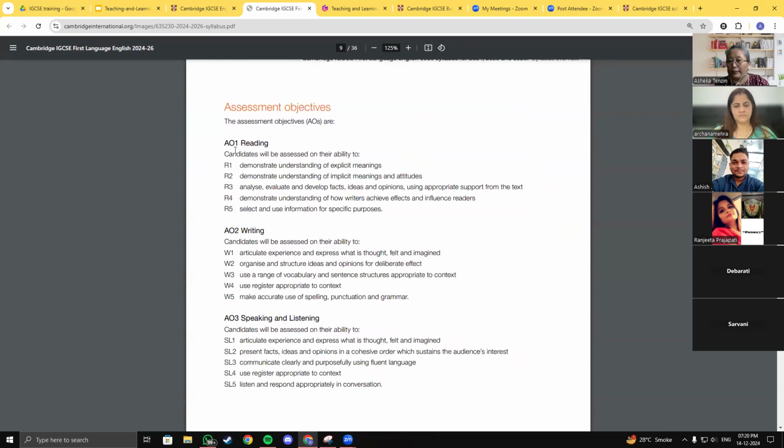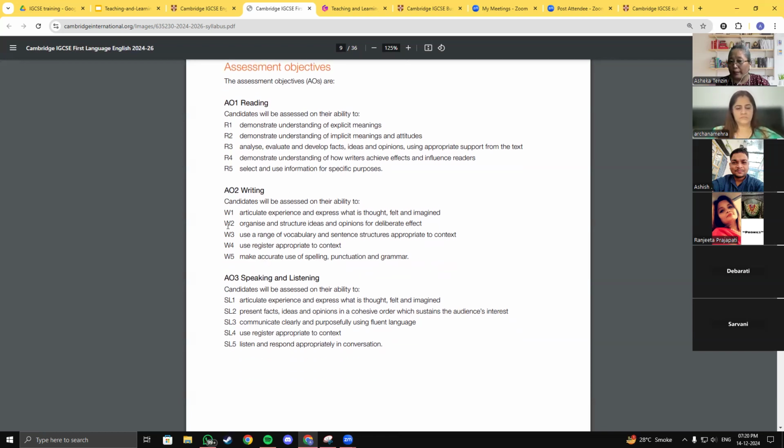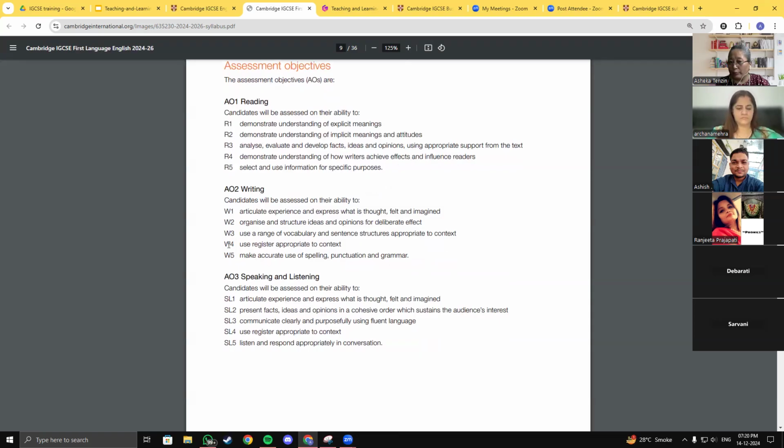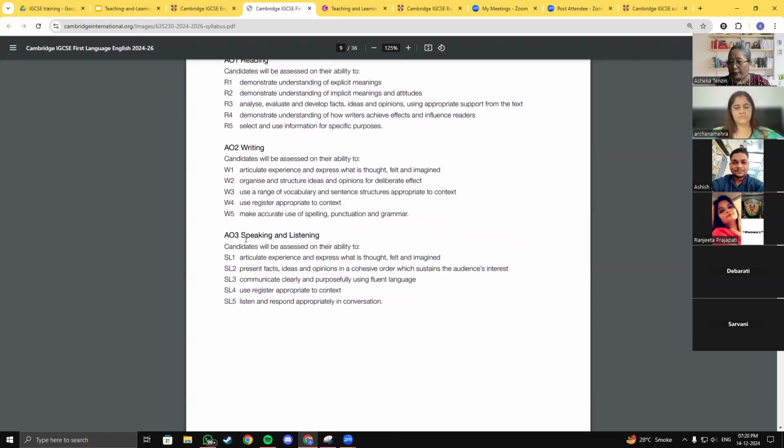Then these are the assessment objectives. AO is assessment objective. So assessment objective 1, assessment objective 2, assessment objective 3. Because this is reading, so R1, R2, R3, R4, R5. If this is writing, W1, W2, W3, W4, W5. This is speaking and listening, so SL1, SL2, SL3.